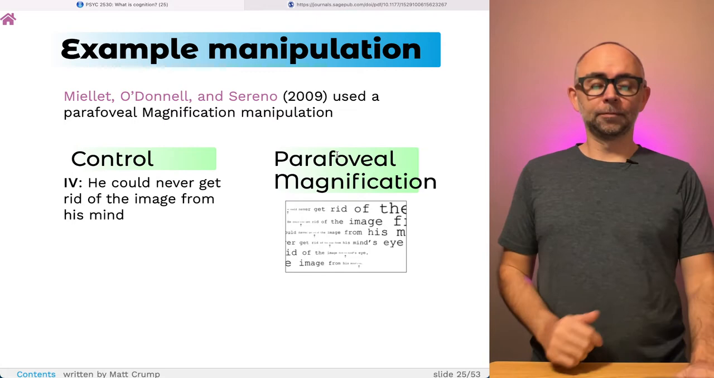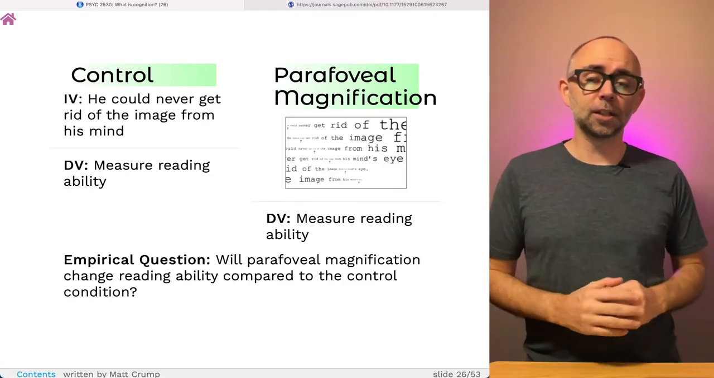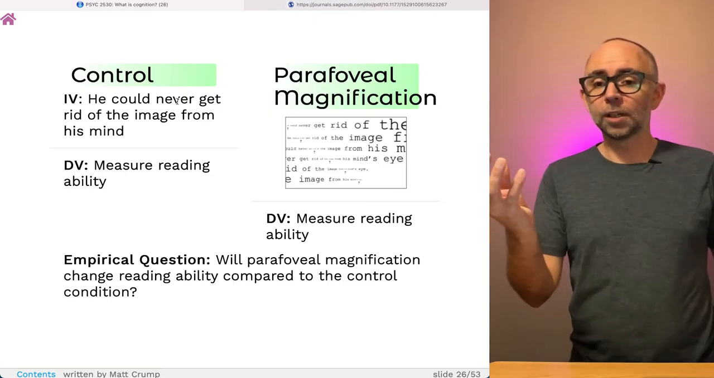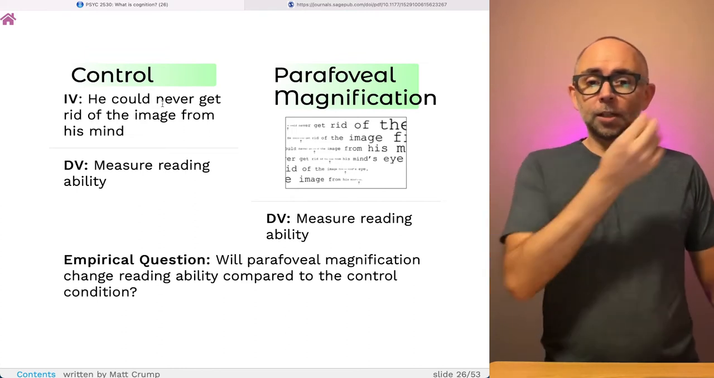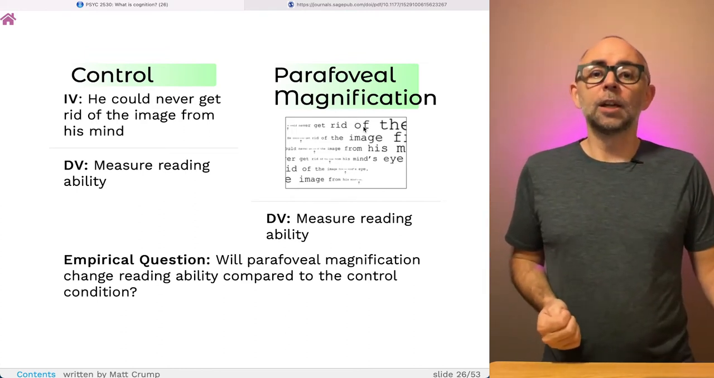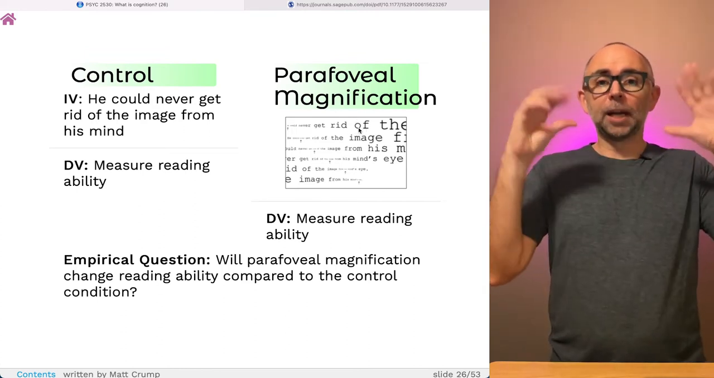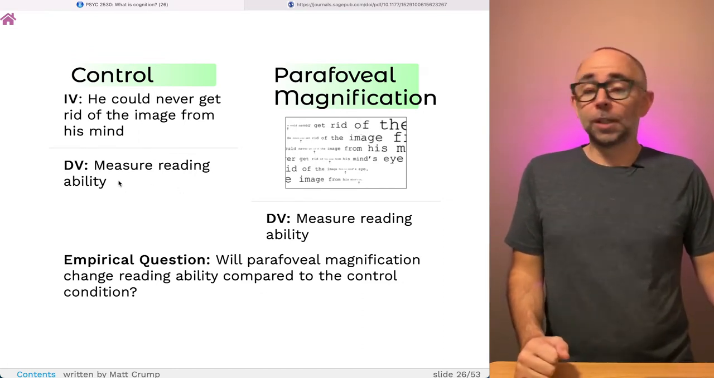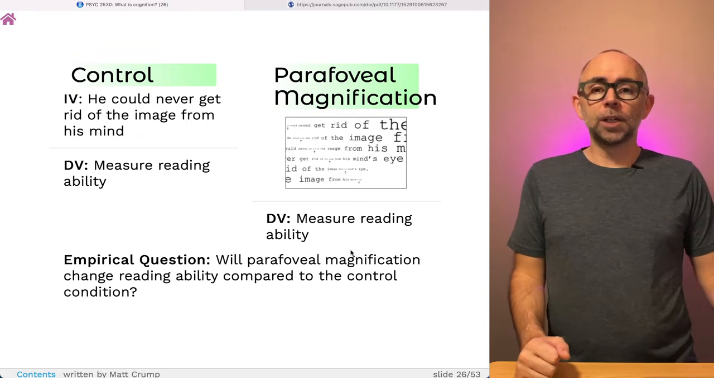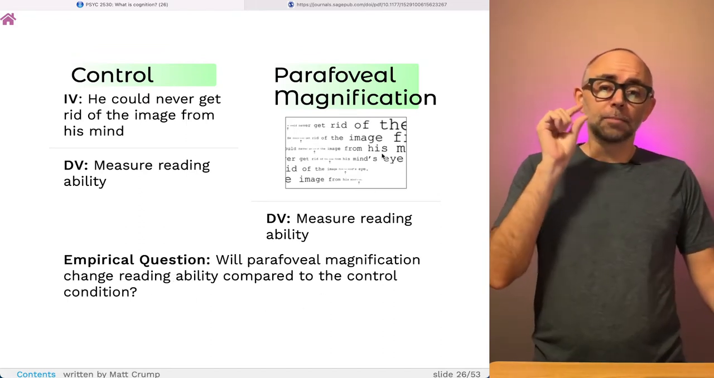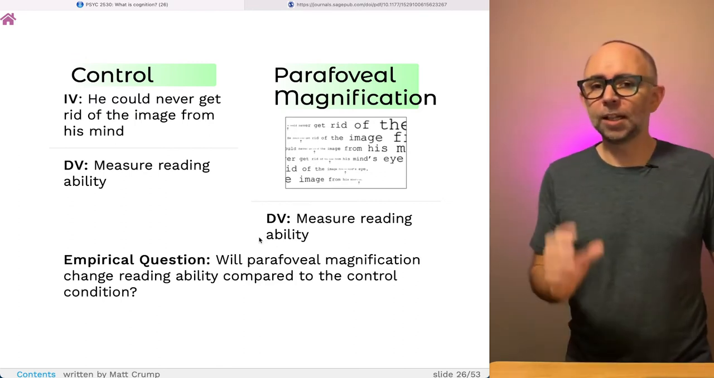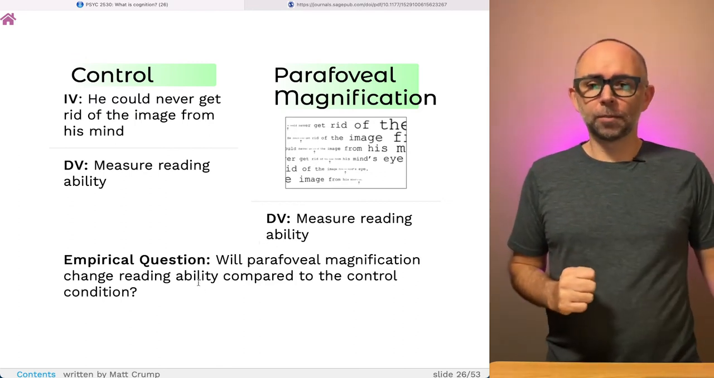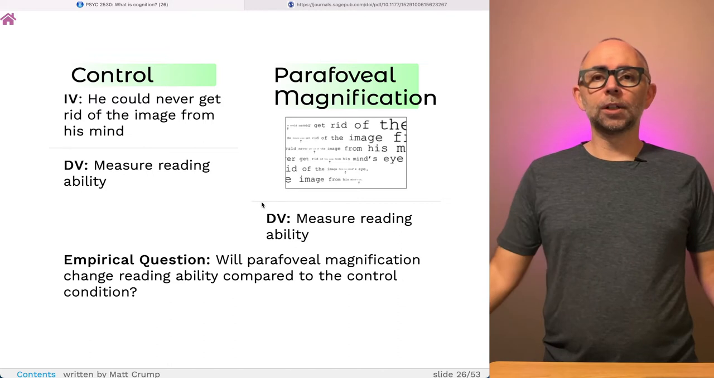Now, what happened? That's a good question. Let's summarize the situation. We've got a control condition with regular reading and a parafoveal magnification condition with this funny magnified in the periphery reading. We're going to measure reading ability in both situations. We're going to ask the empirical question, will this manipulation change anything about reading performance compared to the control condition?